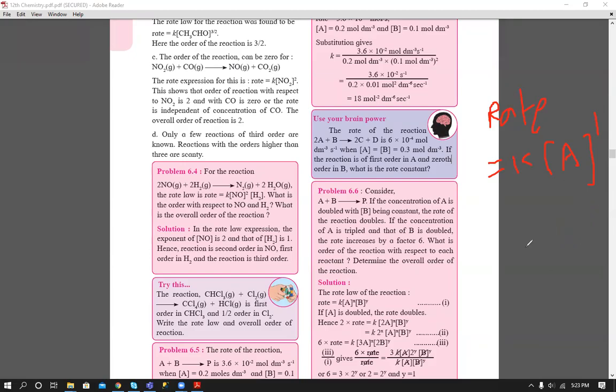So I think the rate value is given, concentration of A is given, and you have to determine the rate constant. So no need to consider concentration of B as it is not in this rate equation. So this is also a similar problem you can solve. I hope you all understand. Okay, let's move ahead.